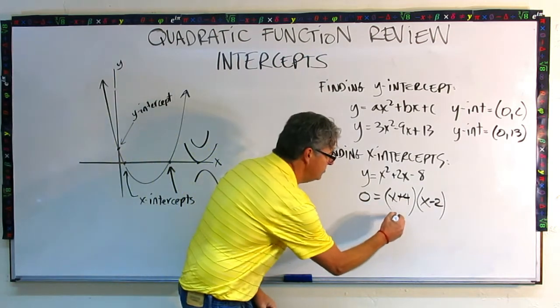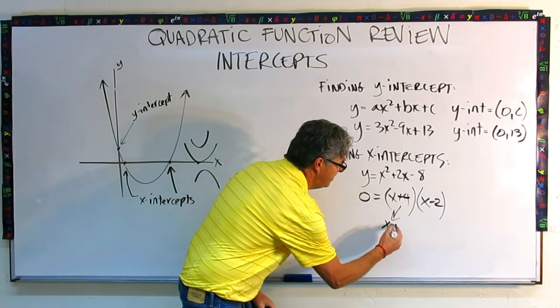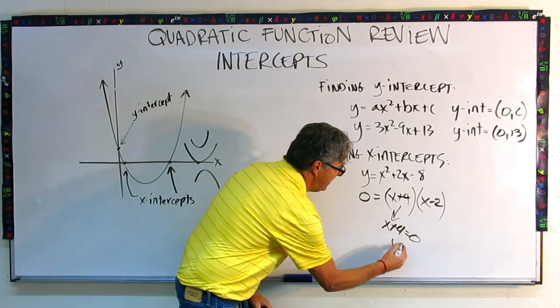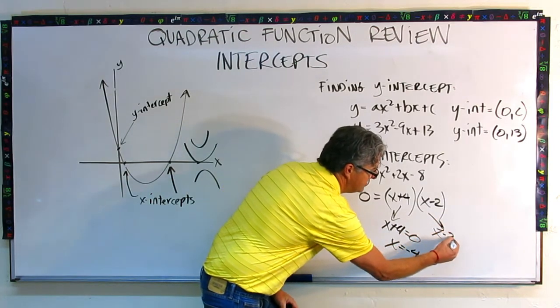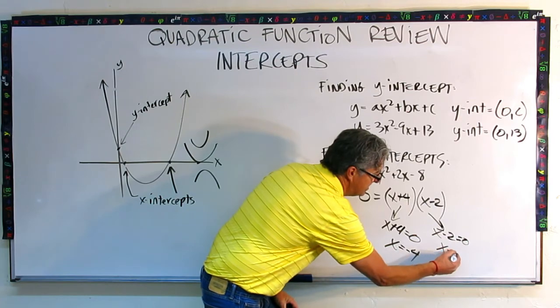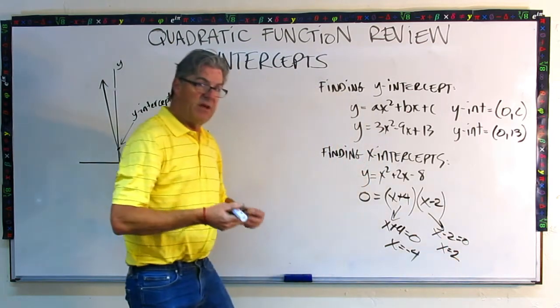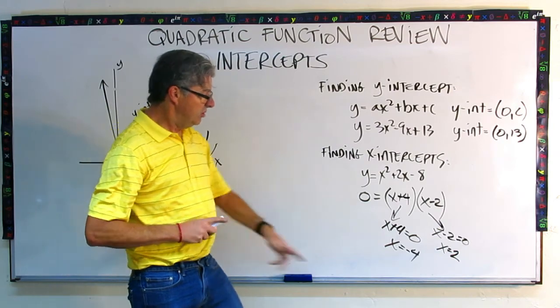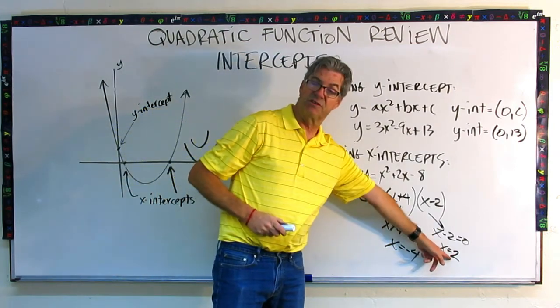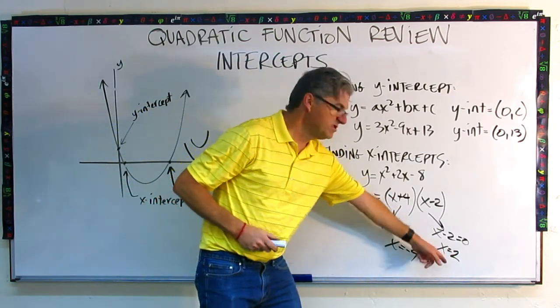This is going to give us two little equations. x plus 4 equals 0. That gives us x equals negative 4. And this one is going to be x minus 2 equals 0, which gives us x equals 2. Now the answers at the back of the chapter for our textbook show these as the solutions. They're just saying negative 4 and 2.